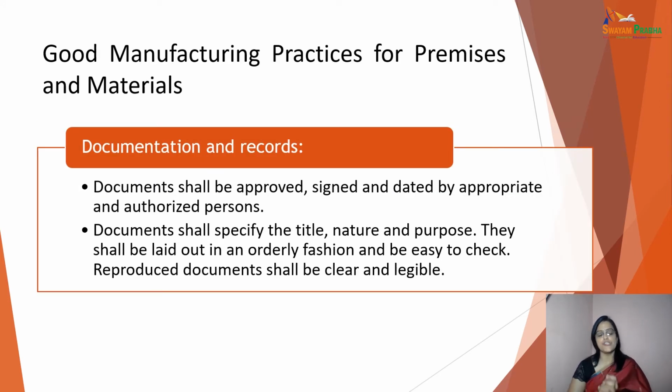Next is documentation and records. This is very important. Without documentation, records and labeling and their follow-ups, nothing is possible in any manufacturing company, any manufacturing area. Documents shall be approved, signed and dated by an appropriate authorized person. Documents shall specify the title, nature and purpose. They shall be laid out in an orderly fashion and be easy to check.